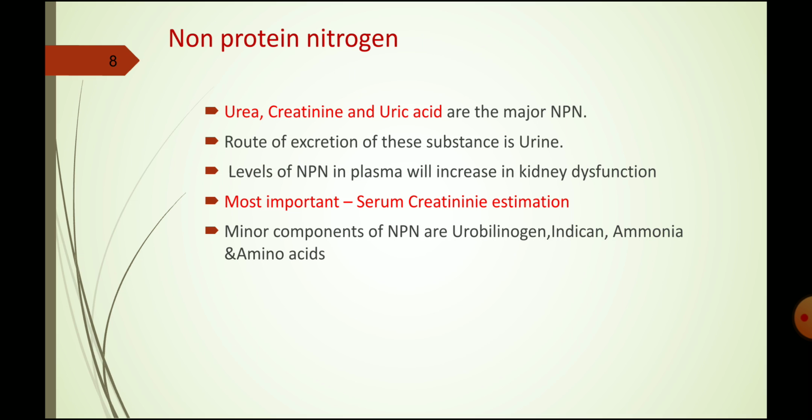Remember always, when you are asked in the viva also, you can say the important test is the estimation of serum creatinine. Minor components of NPN are urobilinogen, indican, ammonia, and amino acids. Major NPNs are urea, creatinine, and uric acid. So you can estimate their levels because they are all excreted through urine. If there is any kidney dysfunction, their level in the blood may be increased.